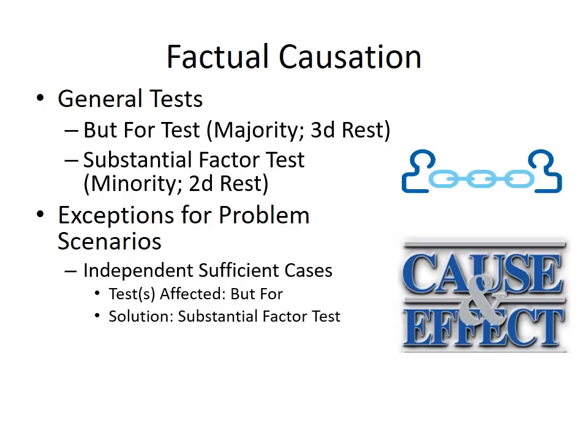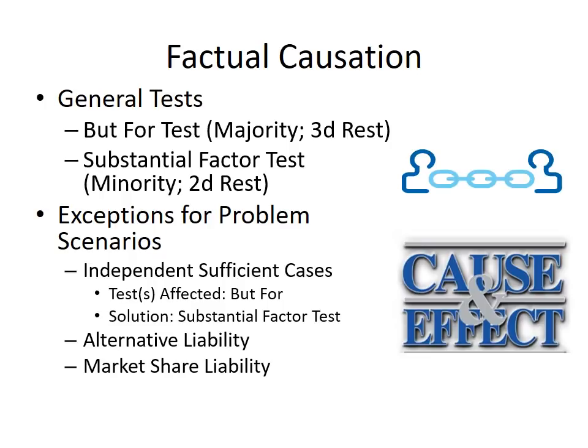Now, there's a number of other scenarios that we're going to explore in this lecture that are a problem actually for both the but-for test and the substantial factor test. One of these is known as alternative liability. A second, which is similar, is known as market share liability. And a third is called the lost chance or lost chance of survival doctrine.